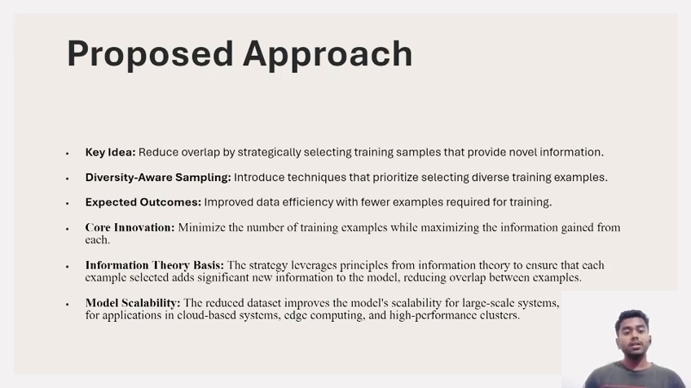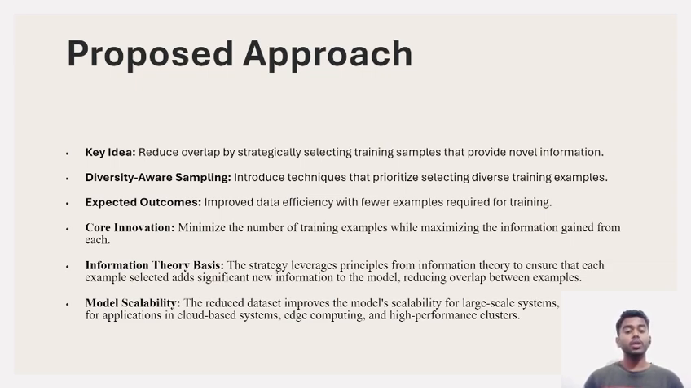The key idea is to reduce the overlap by strategically selecting training samples that provide novel information, keeping only the important data which could be used with the model for efficient outcomes. Diversity aware sampling means introducing techniques that prioritize selecting diverse training examples. The expected outcome is improved data efficiency, with fewer examples required for training.